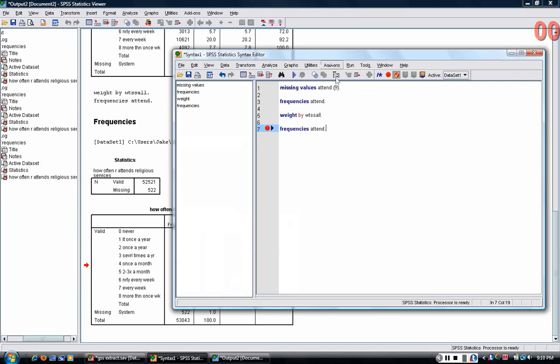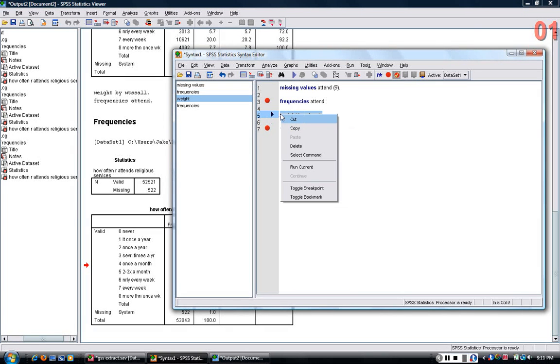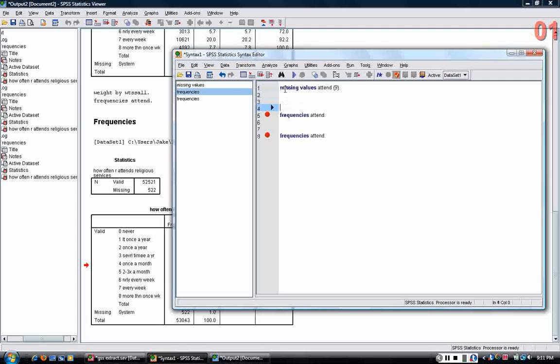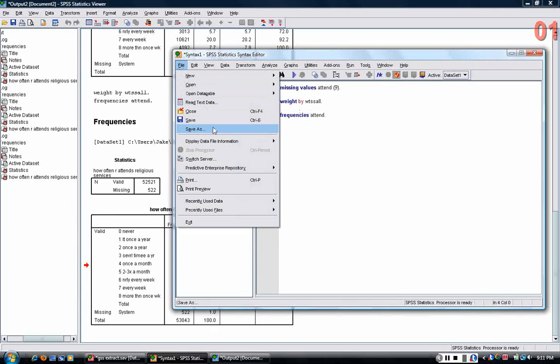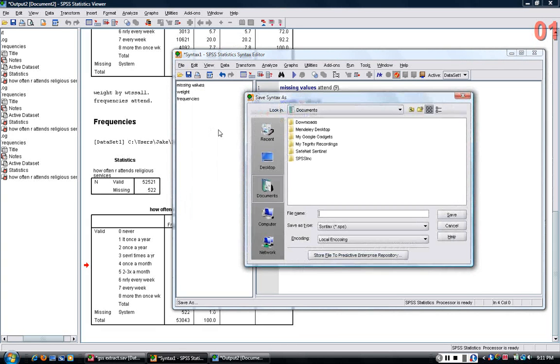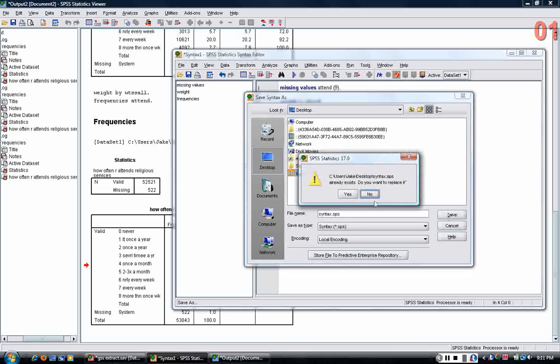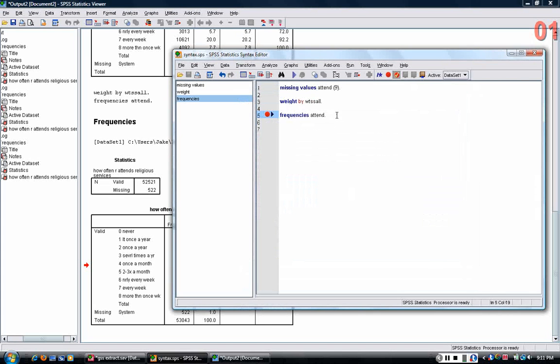Note, too, that once I have a syntax file here, I really only needed to write frequencies attend once. Since I want the weighting to happen before the frequency, I'm going to cut that and paste it above. I only need frequencies once. And then I can save this syntax file for use later. I'm going to save it over another syntax file.